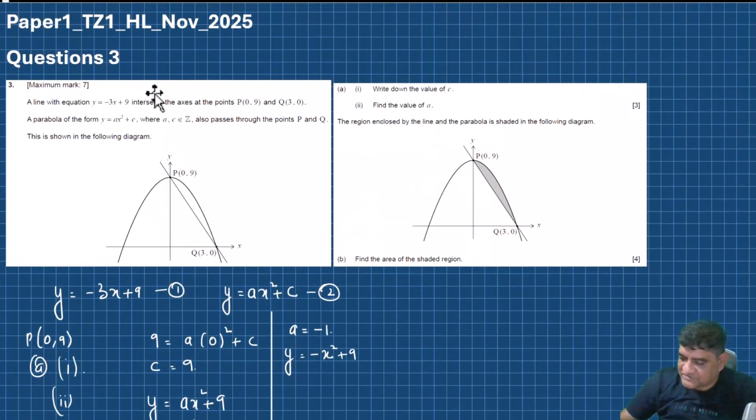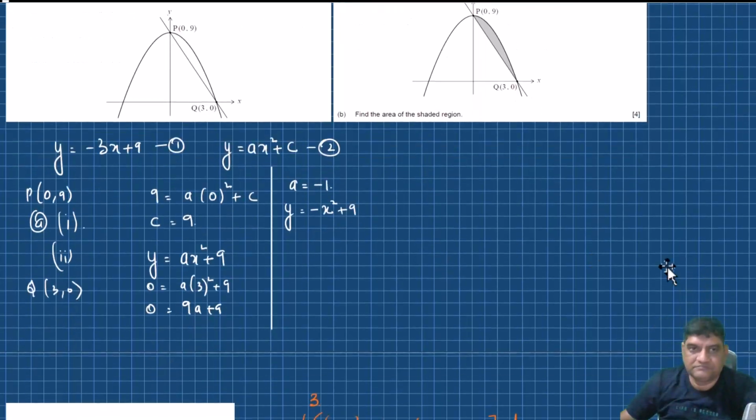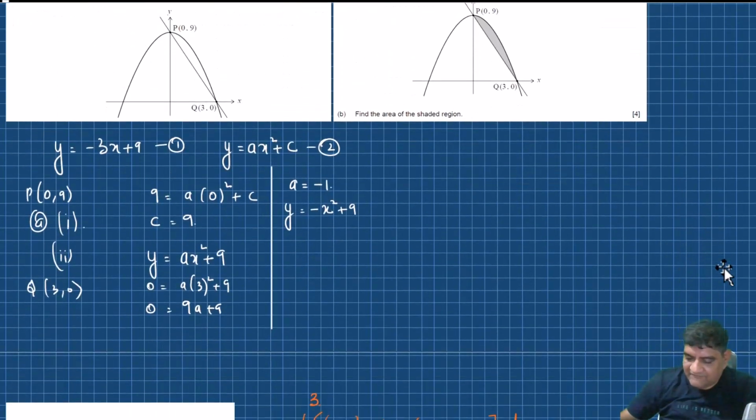A very simple question. Overall, it's for 7 marks. 1 mark is for directly finding the value for c. So you get 1 mark here, which is A1. And then you have marks for substituting the value of (3, 0). So you get a method mark here. And then finally getting the value for a itself as negative 1, you're going to get an A1. So that's your complete 3 marks.